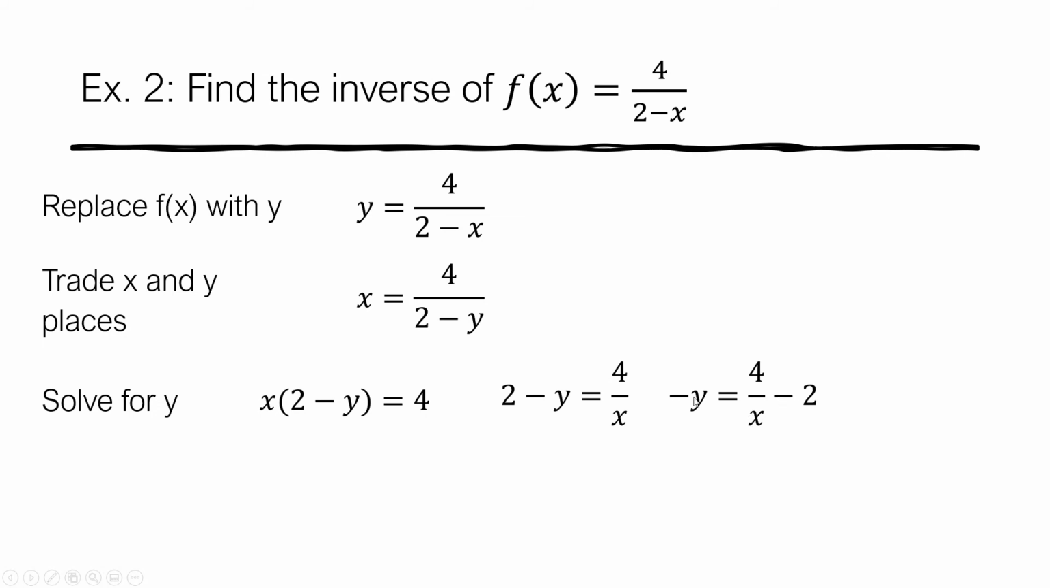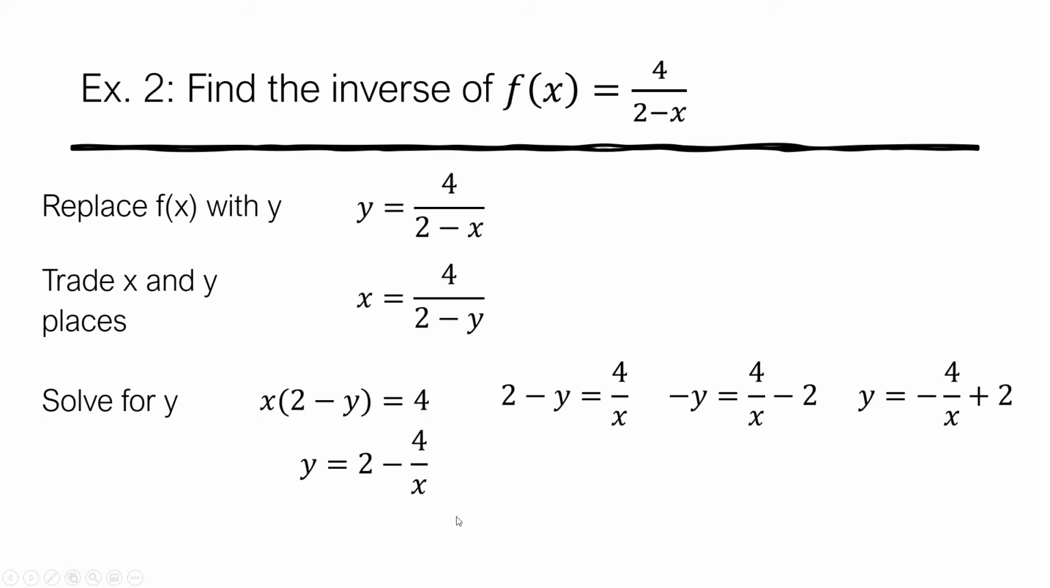Now, since we want to have a positive y on the left side, we have to multiply both sides by negative 1. So 4 over x multiplied by negative 1 becomes negative, and negative times negative equals positive. So here, the negative y becomes positive. To have a better format, we have y equals 2 minus 4 over x.